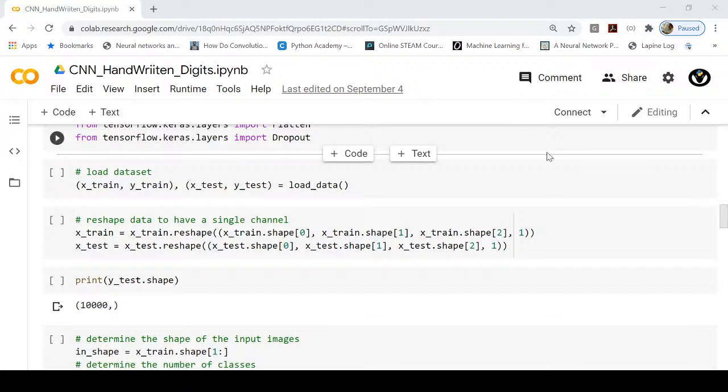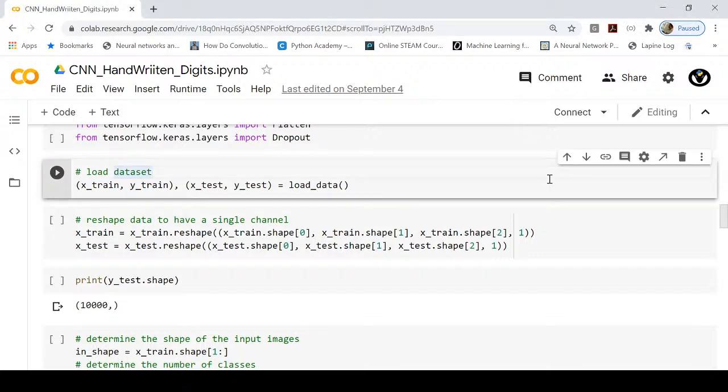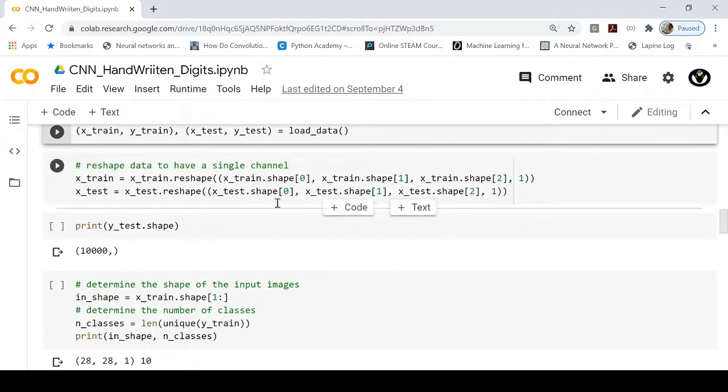GitHub is interesting. So going back to our problem statement, we have x_train and x_test ready, whose shape has 10,000 comma, what does that mean? We have nearly 10,000 images available.